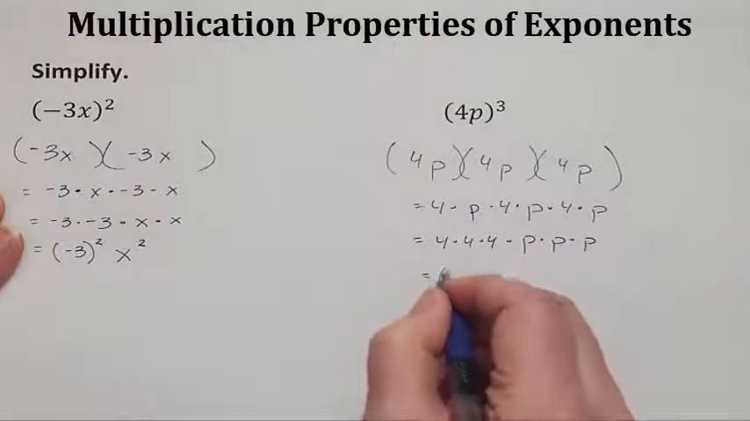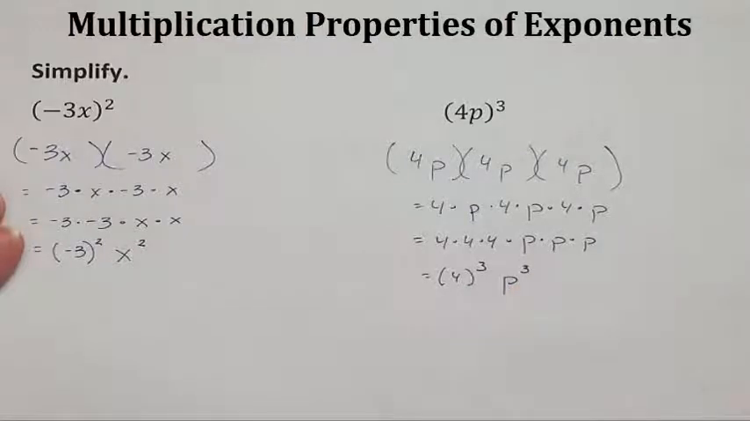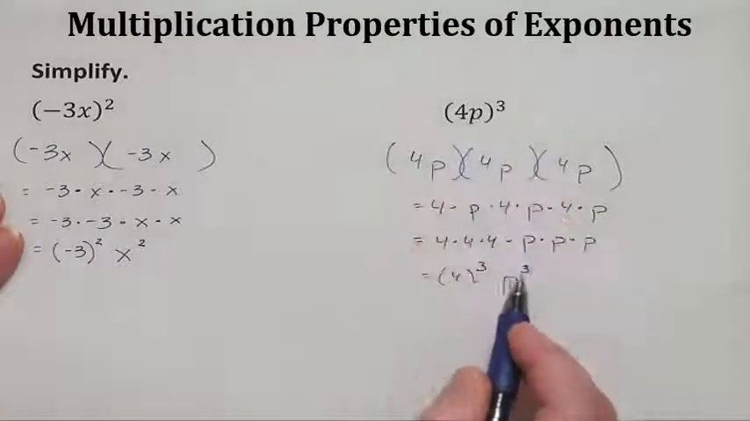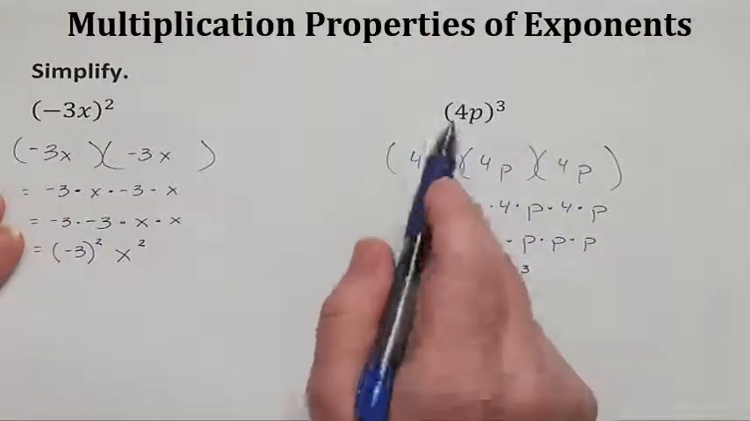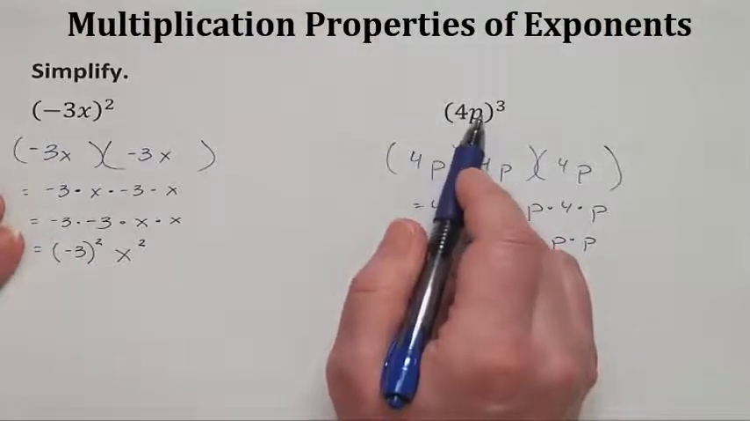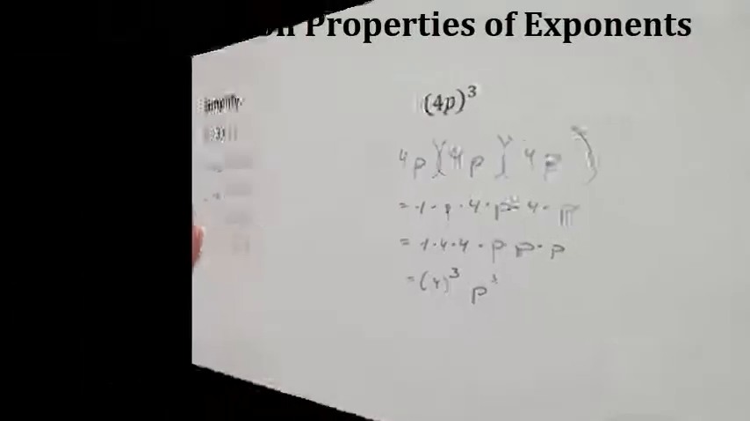Well, I see that 4 was multiplied 3 times, and I see that p was multiplied 3 times. The 4 was raised to the third power. The p was raised to the third power. It looks as though if I have an entire parenthesis raised to a power, each part inside the parenthesis then needs to get raised to the power. So let's go ahead and see what the book says.